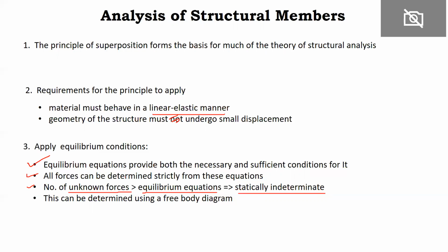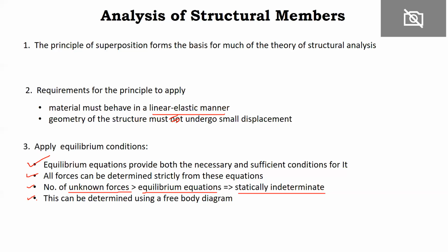This can be determined by using a free body diagram. So we have to draw the free body diagrams, apply equilibrium equations and compatibility equations, and determine all the forces which are acting on a member. And then you have to find out whether it is a determinate structure or an indeterminate structure.